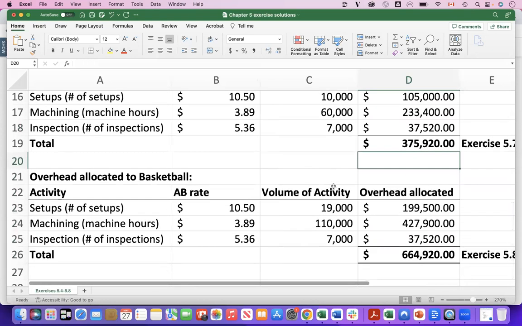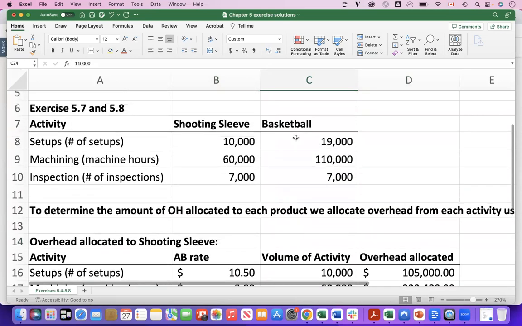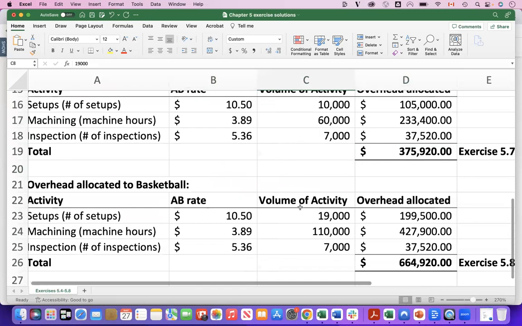For the basketball, same exact process. Notice between the shooting sleeve, I use the activity-based rates that we calculated at the top. For the basketball, I use the same rates to allocate overhead from each activity now to the basketball. The difference between the two is the volume of the activity. Remember with the basketball, they utilize 19,000 setups. So I take the 19,000 setups, multiply by the $10.50 per setup to get an overhead allocation of $199,500 from setups to the basketball product line.